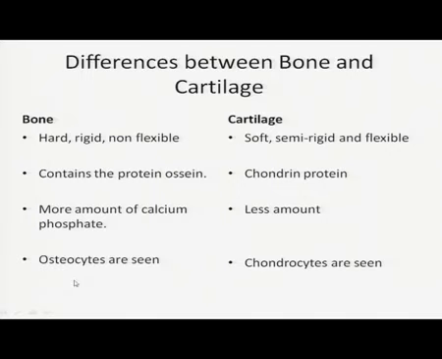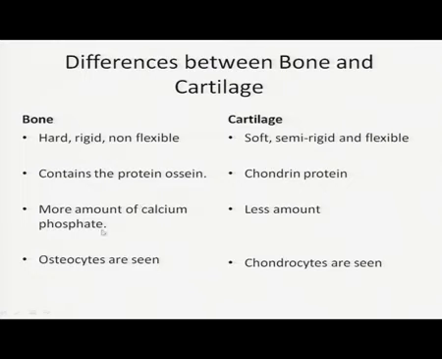Now, the most important question: the differences between bone and cartilage. Yes, I think you can solve this one. Regarding bone, it is hard, rigid and non-flexible. Regarding cartilage, it is soft, semi-rigid and highly flexible. Bone is made up of the protein ossein, and cartilage is made up of the protein chondrin.